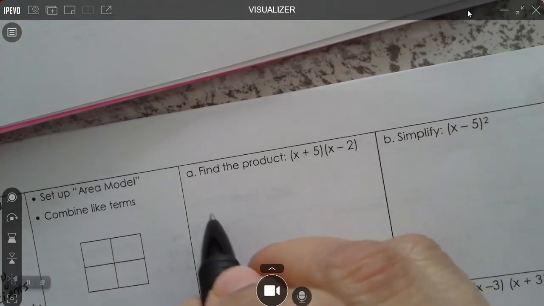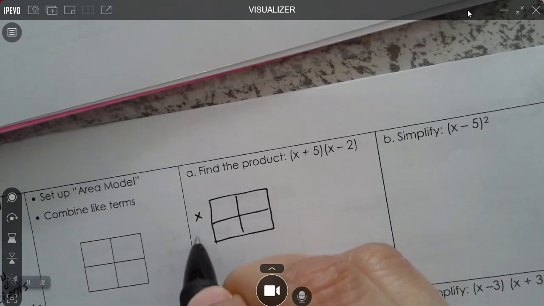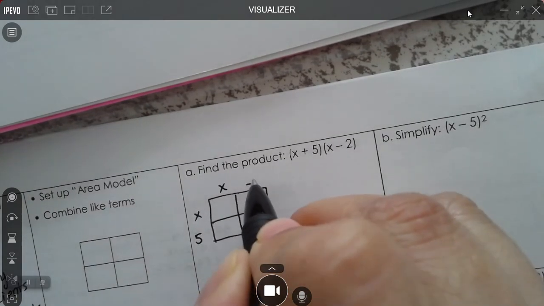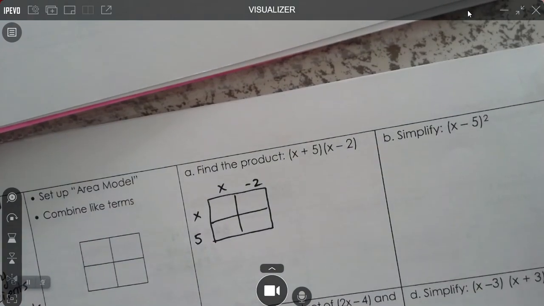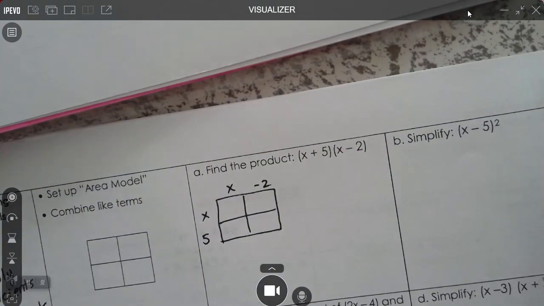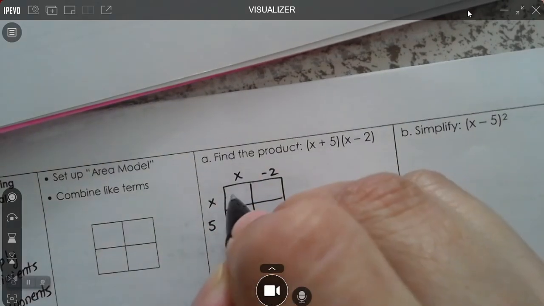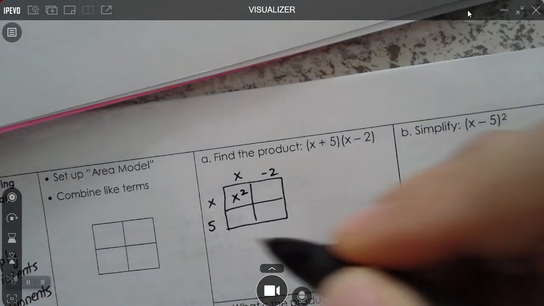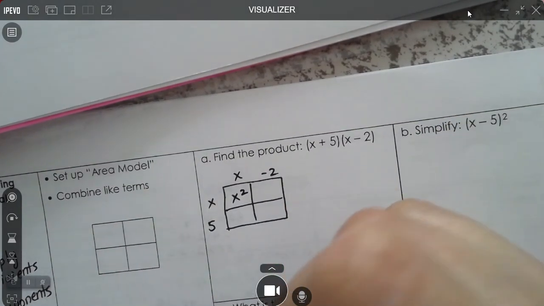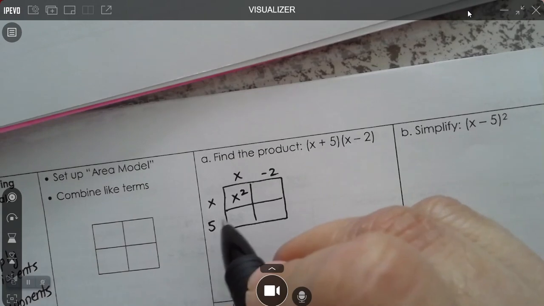First problem, find this product. All right, x plus 5. I really only worry if it's negative, okay? And now we do our thing. What's x times x? And no matter where you go, you just got to make sure you multiply correctly.